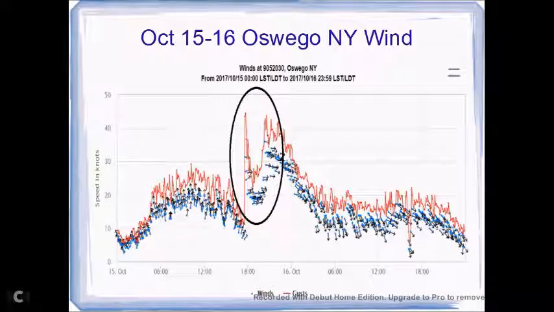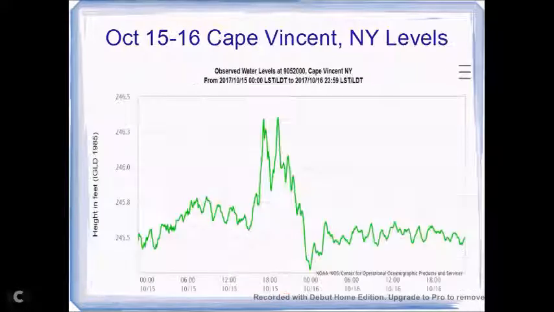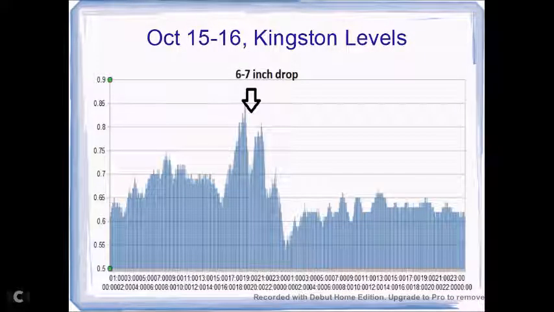Oswego, New York records show a sudden change in wind speed and direction. Water levels at Cape Vincent, New York show a clear but brief high double peak. Kingston levels are similar. The drop after the first peak is around 7 inches.